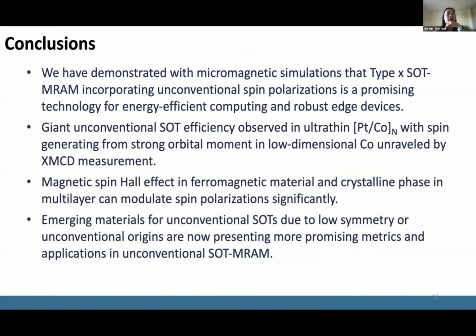And in the end, I would just conclude that we have demonstrated that TAPEX SOT MRAM incorporating unconventional spin polarization is a promising technology, with a micromagnetic simulation. We also find in the ultrathin Pd/cobalt multilayer a joint unconventional SOT efficiency, which probably comes from the strong orbital moment in the low dimensional cobalt. Also, we reviewed some emerging materials that generate unconventional SOTs, and also some other effects that can give rise to spin generation and modulation.